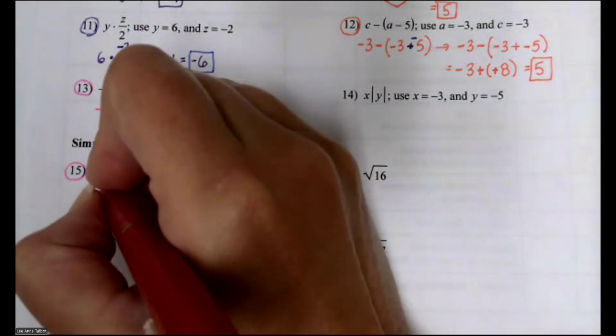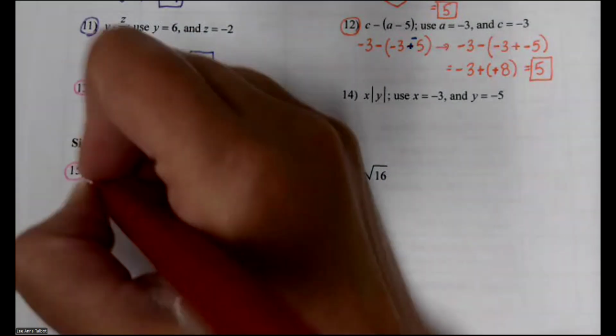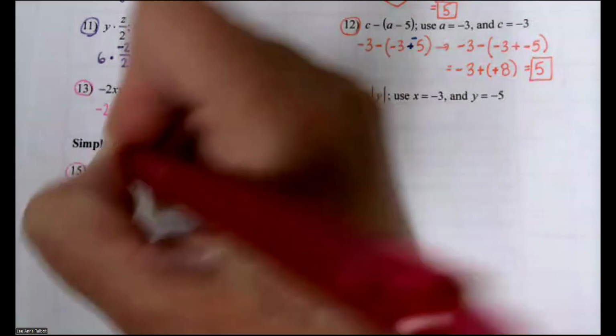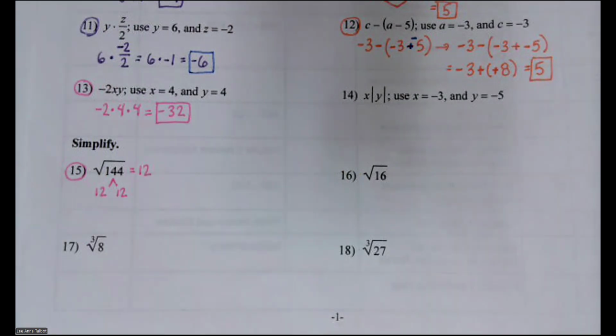Do you guys know what number times itself? Yes, 12. Beautiful. So I make this little factor tree to show that it's 12 times 12. The square root of 144 is 12. Those are my favorite two warm-ups of all time, I think.